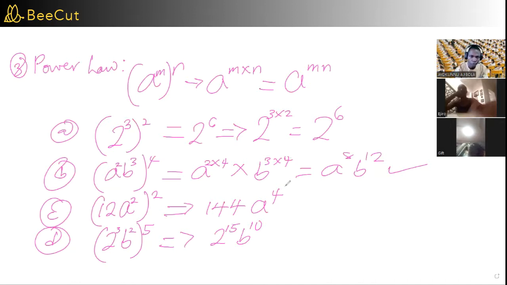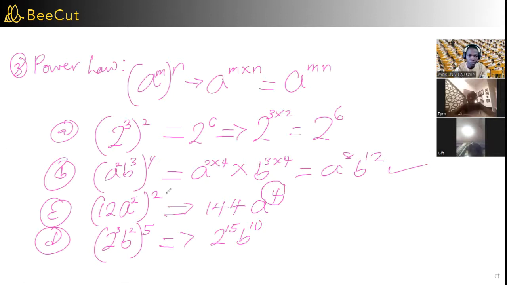If you really understand, Tracy, let me ask you a question. This 4 on top of A, where did it come from? From the 12A squared, the 2 that is outside the bracket. Yes, where did I get the 4? What gave me the 4? Okay, Gift, unmute yourself. What gave me this 4? 2 times 2. Very good.